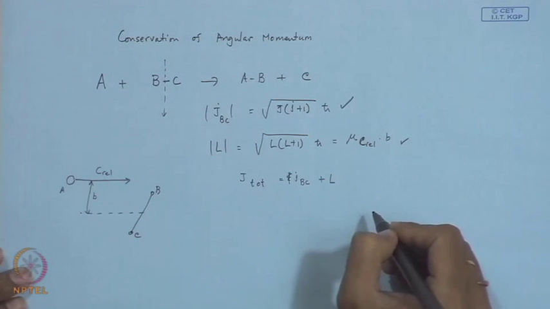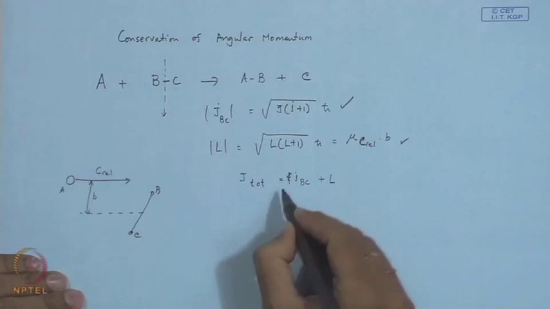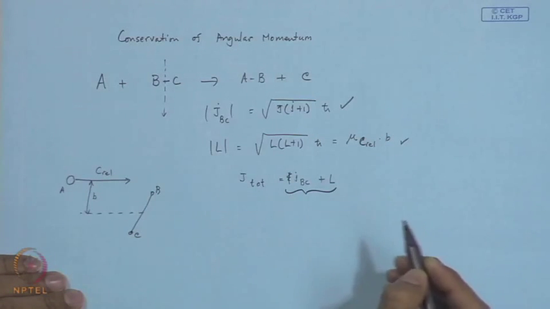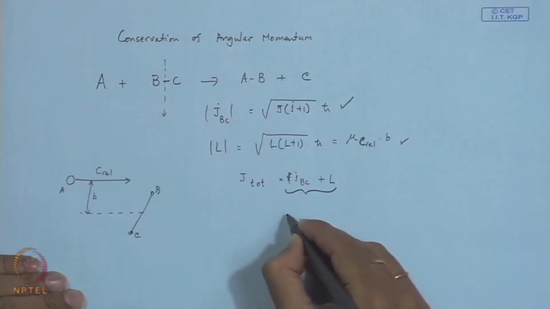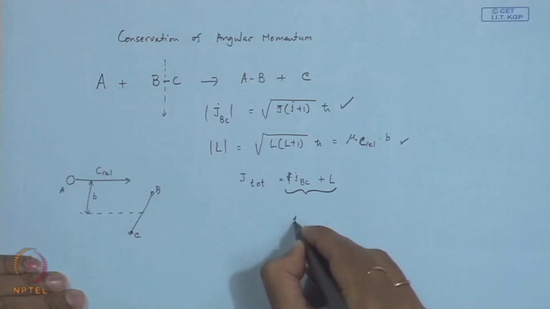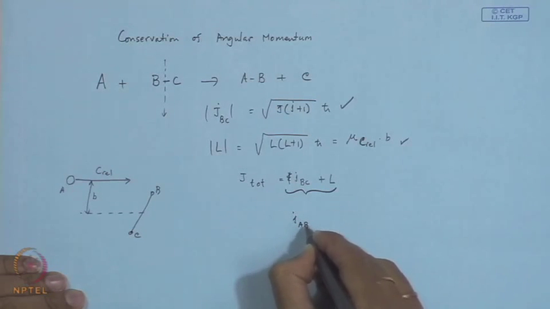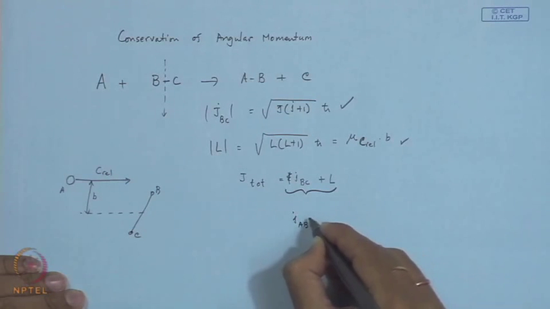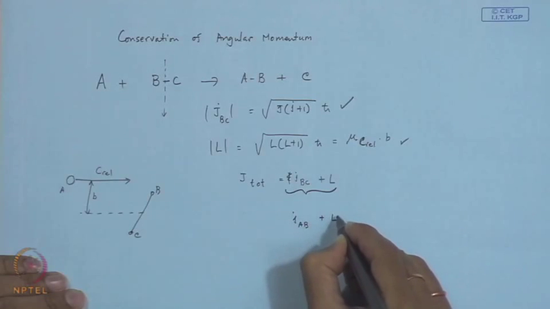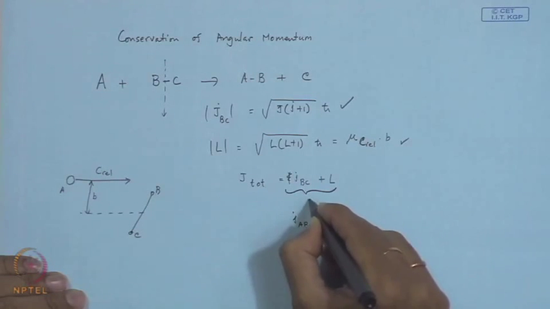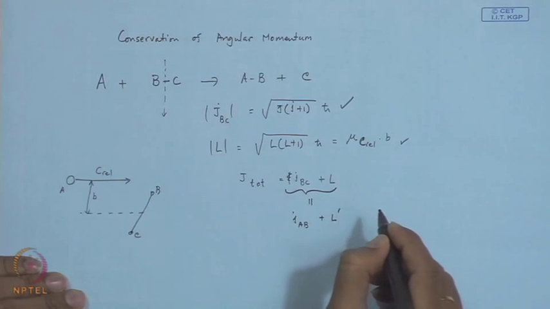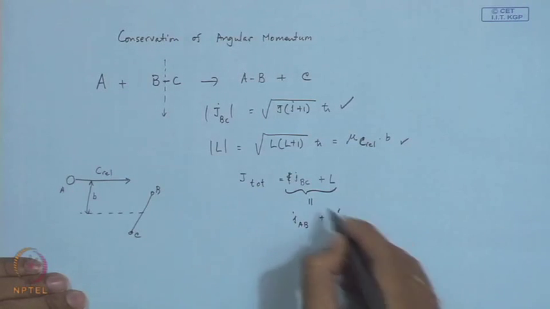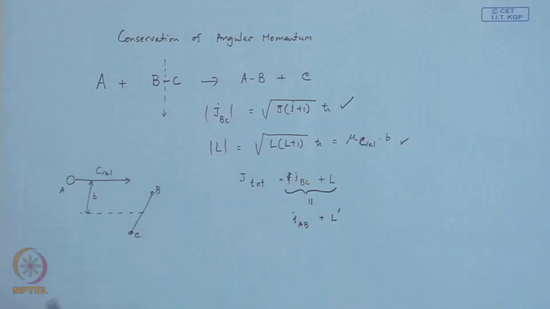Okay. So, of course this is your reactant side, and for the product side, this value will be J A B plus say L prime. So, these two will be equal. So, conservation of total angular momentum will be there. So, this way we have to consider the conservation of angular momentum.